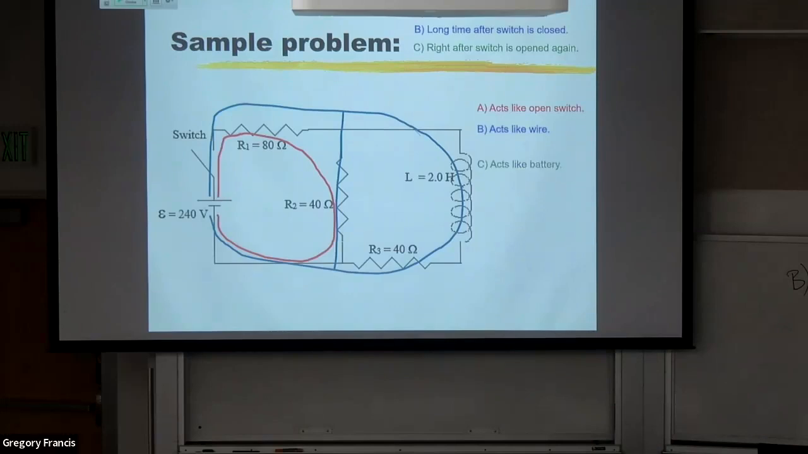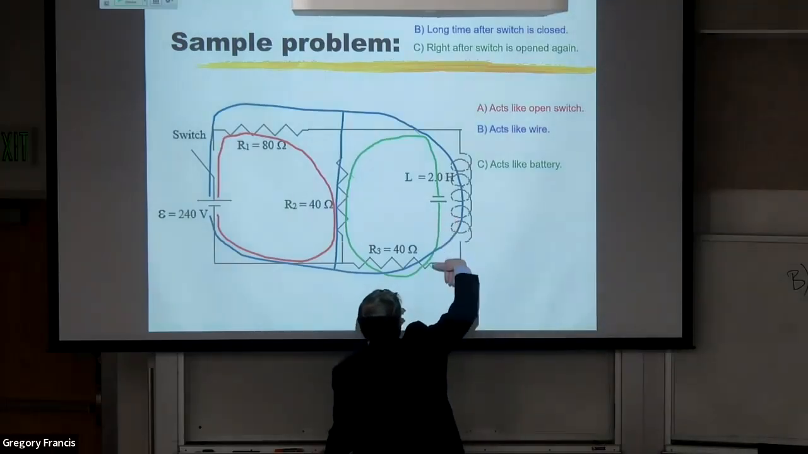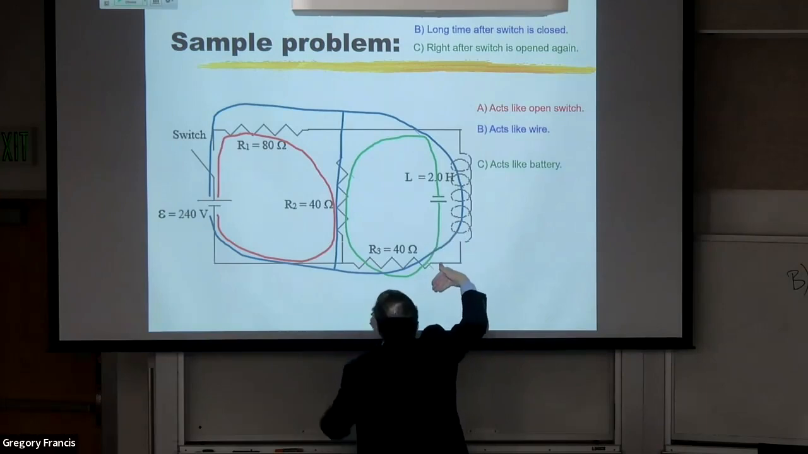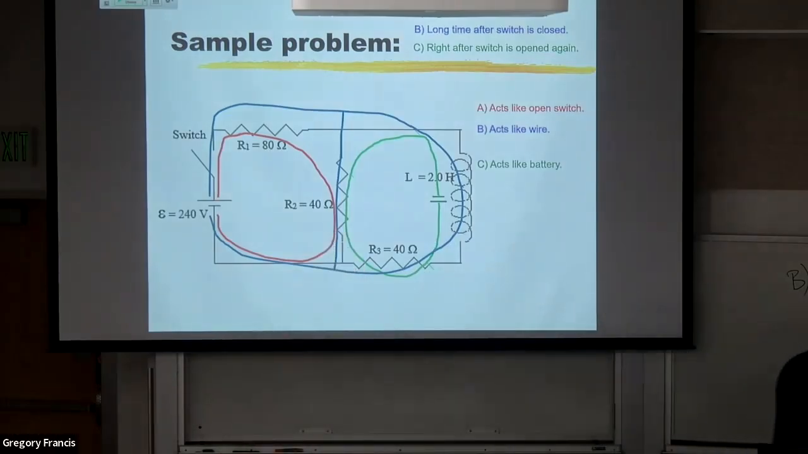Right after the switch is open again, it acts like a battery, driving 1.2 amps around this loop. And so if I want to know the magnitude and direction of the current, if any, through R2, since the current was coming down through the inductor before I open the switch, it still has to be going down through the inductor after I open the switch. And that means it's going to be going up through R2.